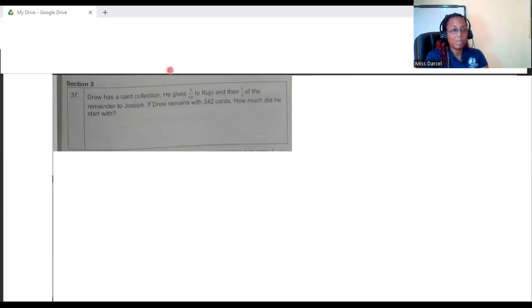All right, so this question has a lot of parts. Let's just do a quick breakdown of the parts. So he has a card collection. That's one piece of information. He gives 5/16. That's another piece of information. Then he gives 1/3 of the remainder to Joseph. That's another piece of information. He remains with 242 cards. That's a fourth piece of information. And then we have how much did he start with? That's a fifth piece of information.